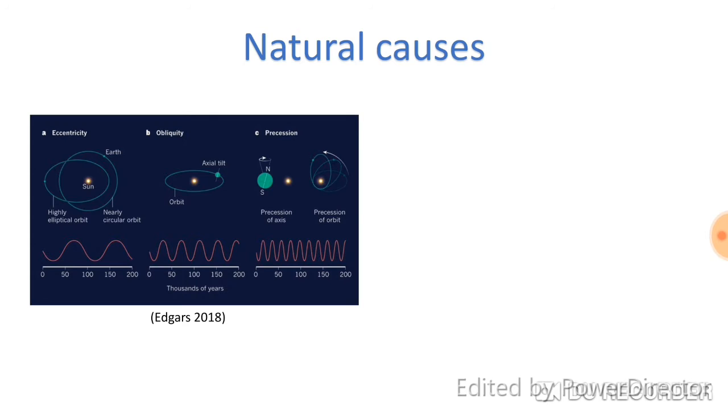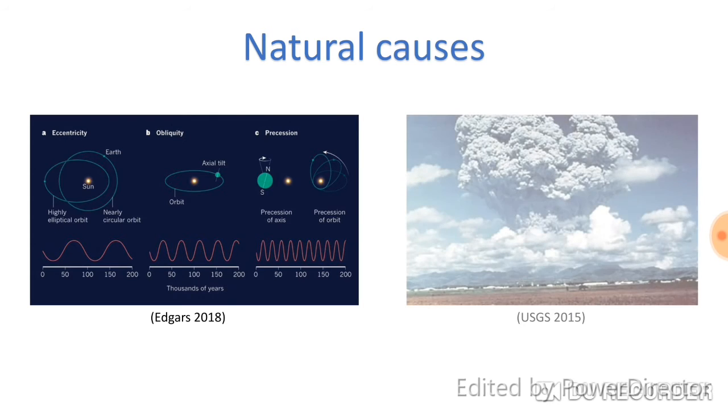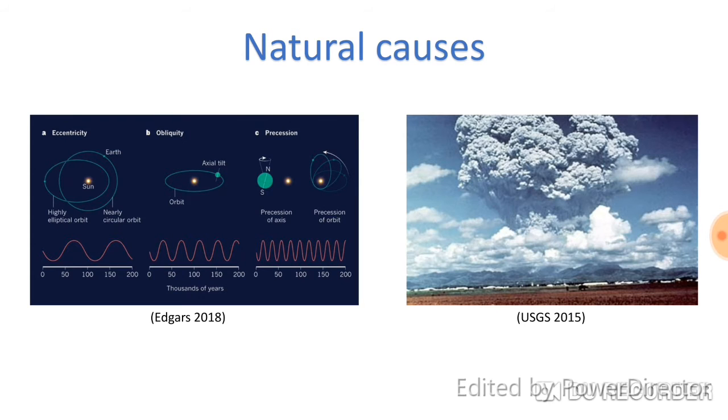Edgar 2018. Volcanic eruptions discharge carbon and sulfur dioxide, which blocks sunlight in the atmosphere. This results in a cooling effect, which usually occurs at a local level, but with greater eruptions, this can affect global temperatures. For example, Mount Pinatubo in 1991, where global temperatures fell by on average 2 degrees, USGS 2015.